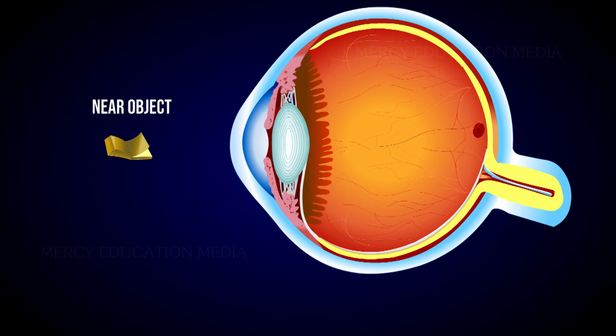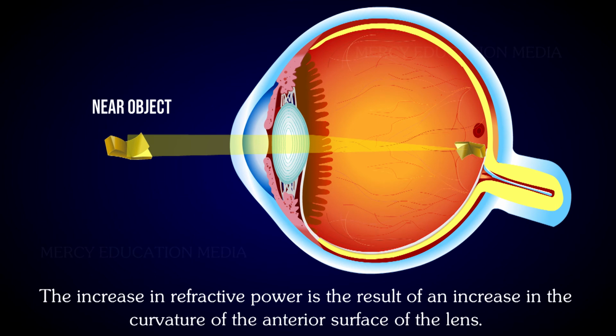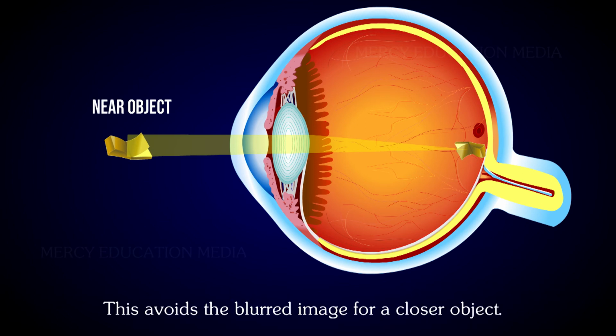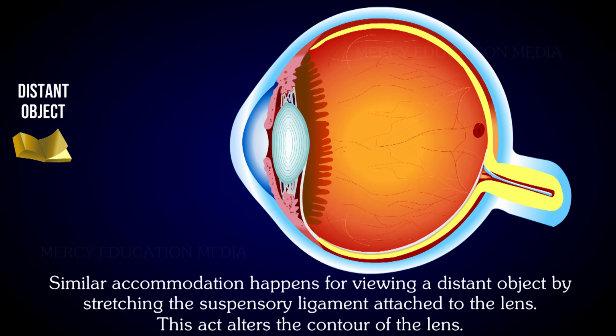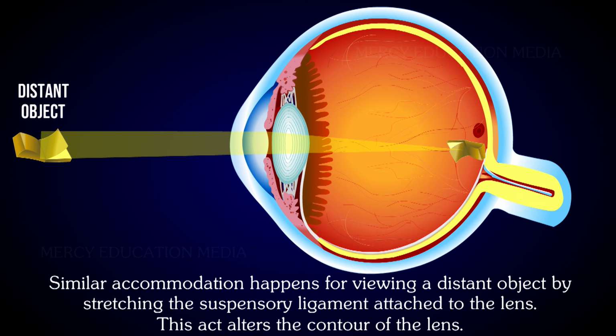When the object is brought close to the eye, the refractive power of the eye is increased by the process of accommodation. The increase in refractive power is the result of an increase in the curvature of the anterior surface of the lens. This avoids the blurred image for a closer object. Similar accommodation happens for viewing a distant object by stretching the suspensory ligament attached to the lens. This act alters the contour of the lens.